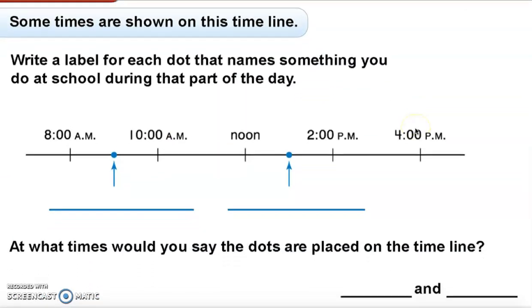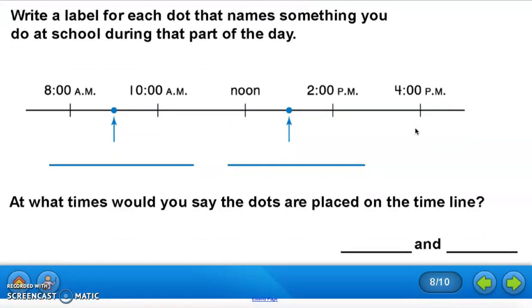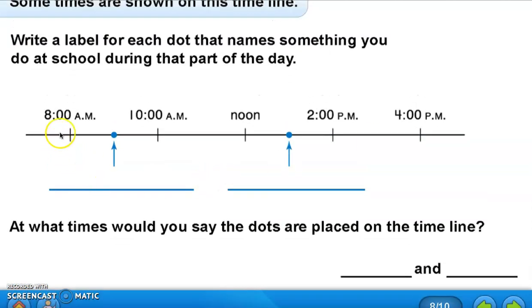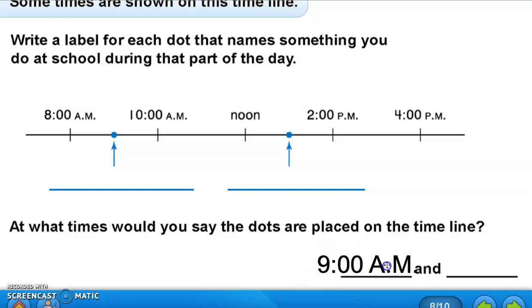Here's a problem that was kind of like the one on the video that we watched. So some times are shown on the timeline. Write a label for each dot that names something you do at school during that part of the day. At what times would you say the dots are placed? Okay, so this one is showing in between 8 a.m. and 10 a.m. So we can probably say that this dot right here is probably showing 9 o'clock a.m., right? So we're going to write that one first. We're going to slide it on over here.